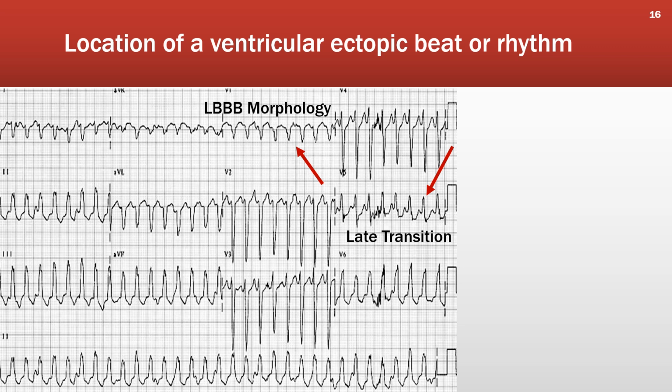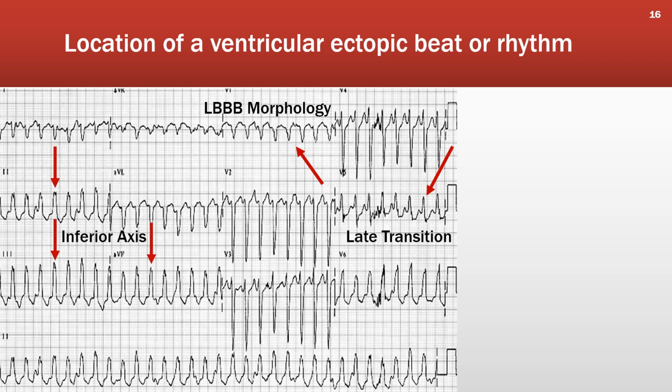Now, most people would say, oh, that proves that this is coming from the right ventricle. Well, when we're dealing with wide complex tachycardias, in some cases, not all, but in some cases, the left bundle branch block morphology could be originating either in the right ventricle or in the left. It's not quite as specific as a right bundle branch block morphology, in which case there would be no question the origin of the impulse would be in the left ventricle.